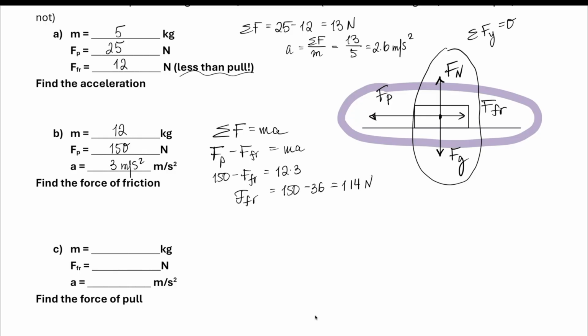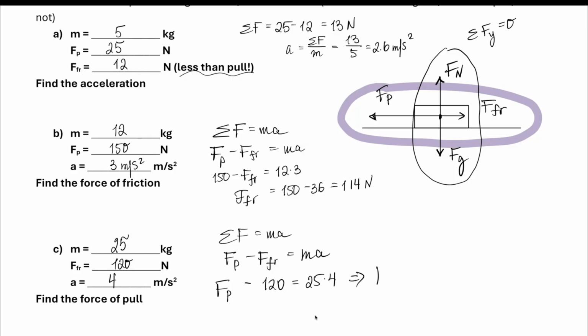And then the very last one where we have to figure out the force of pull, we kind of had an example like that, but just for practice. The more you do it, the better you get at it. Let's say it's a 25 kilogram box with force of friction of 120 newtons. Acceleration will be 4 meters per second squared. Figure out force of pull. Net force equals mass times acceleration. That is pull minus friction equals mass times acceleration. Force of pull is my question mark. I need to figure that out. Pull minus 120 equals 25 times 4. So that's 100. And then from there, force of pull is going to be 100 plus 120, 220 newtons.